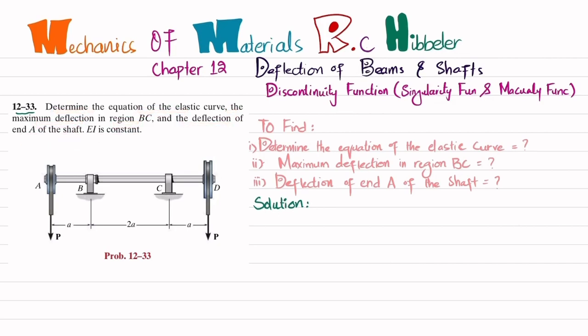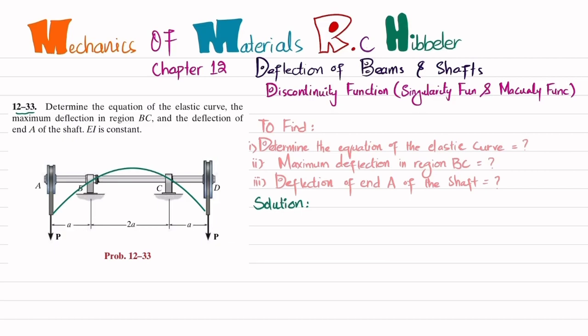EI is constant. You can see this is a shaft with bearings at B and C, and at points A and D there are two pulleys, and the force applied is given as P. So you have to find the equation of the elastic curve, which means the equation of deflection, then the maximum deflection in region BC, and the deflection of end A. Due to this loading, the deflection of the beam will be like this.